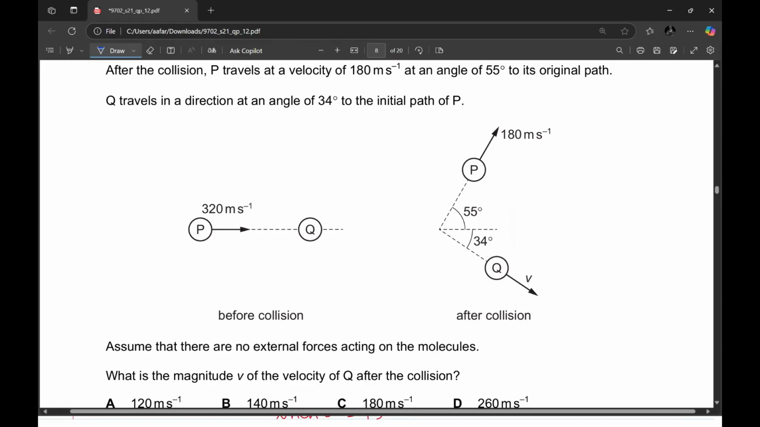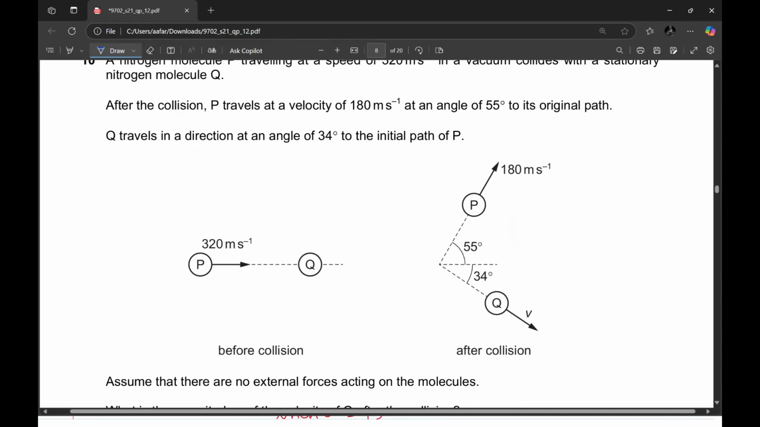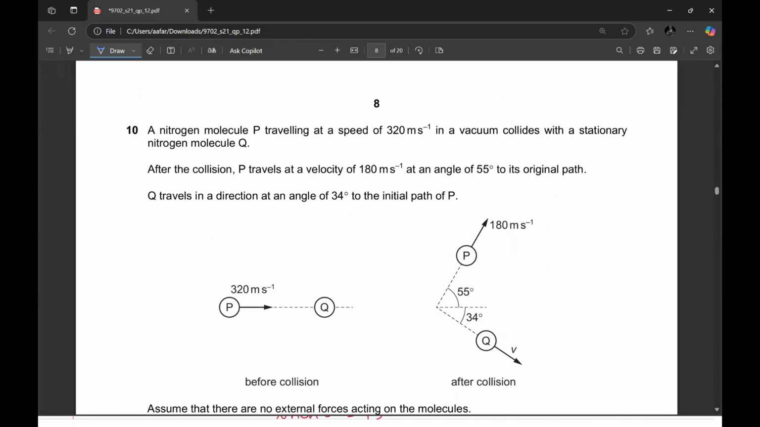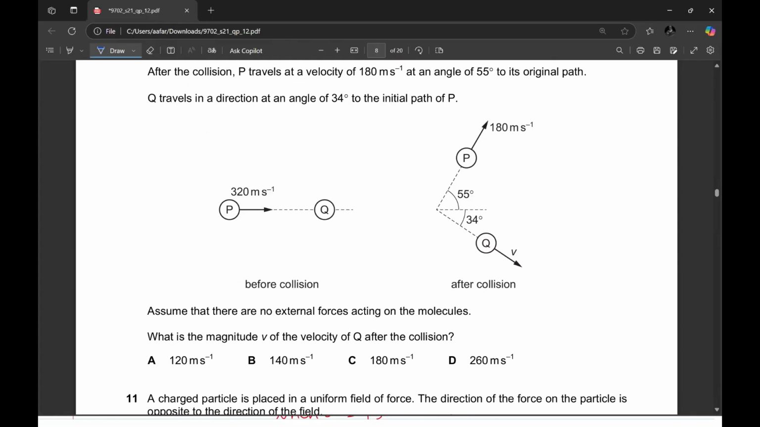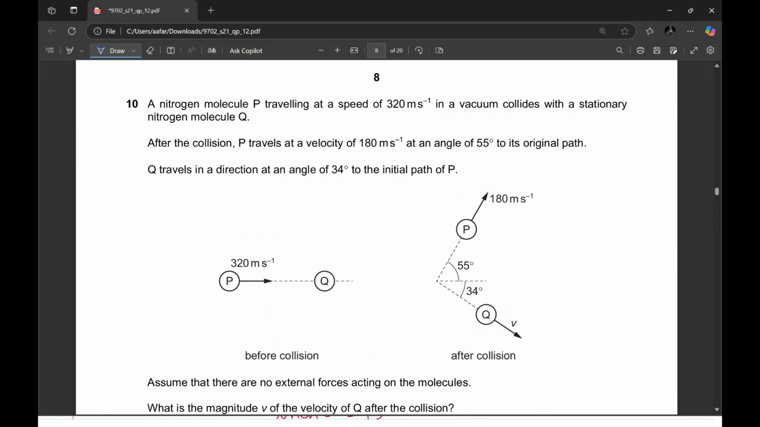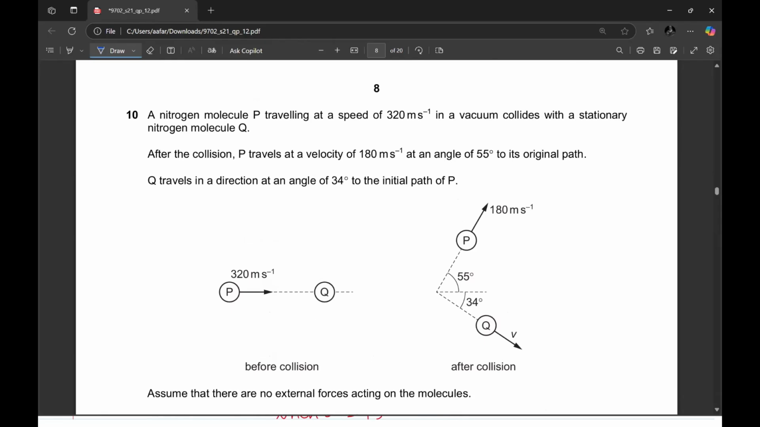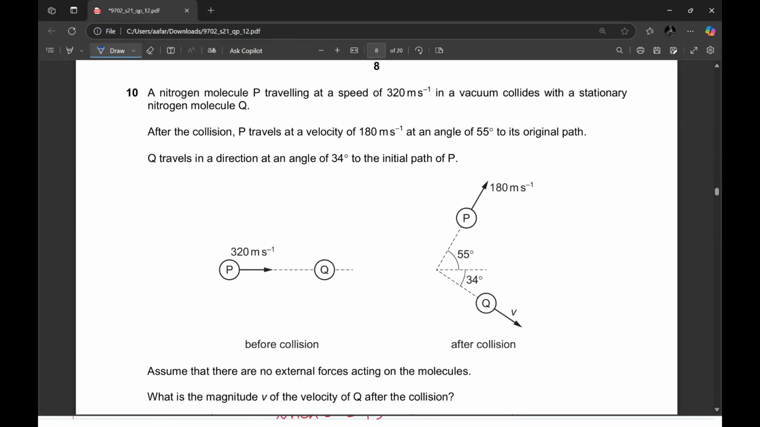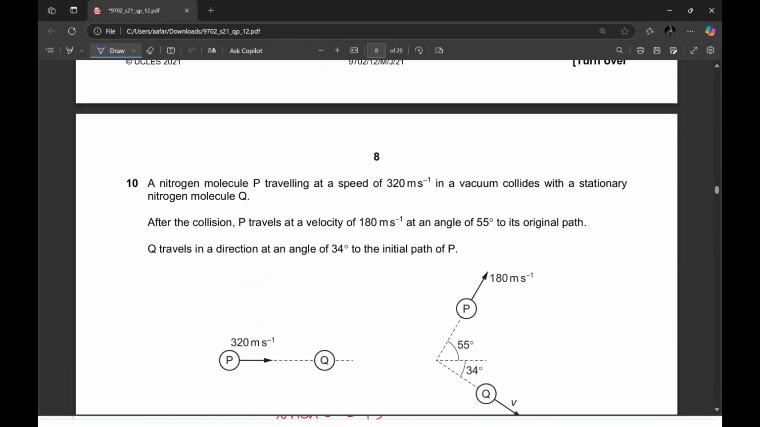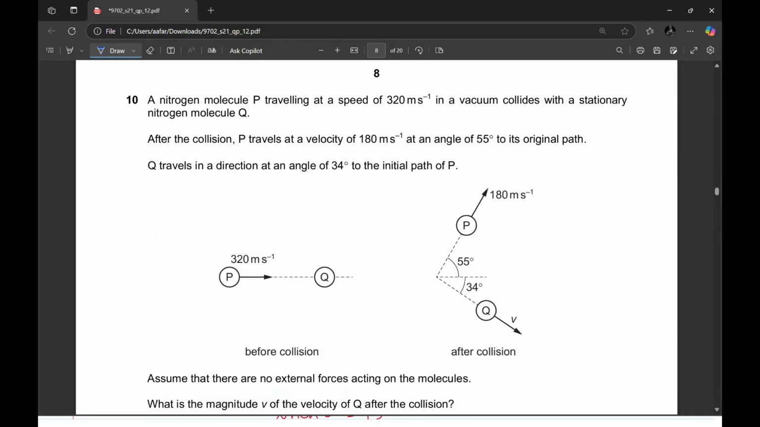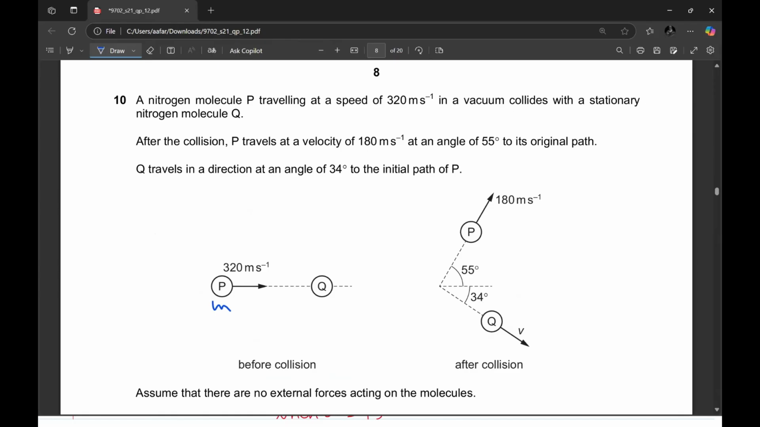Okay. So we know that, hold on. For this we need to know the mass of the nitrogen molecule. So let's say the mass of a nitrogen molecule is m, and the mass of the other is also m, since they are the same molecules, right?